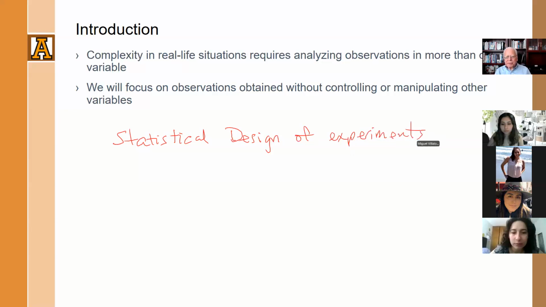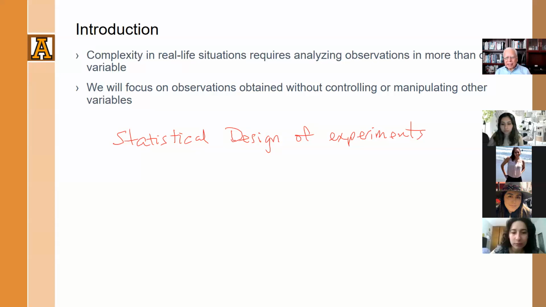In statistical design of experiments, we manipulate certain variables to see the effect that these changes have on a particular response that we're interested in. That happens a lot, for example, in medical research. They design a lot of statistical experiments for different stages when you're developing a new drug, for example. You may want to study the effect of increasing or decreasing the dosage of a particular drug.